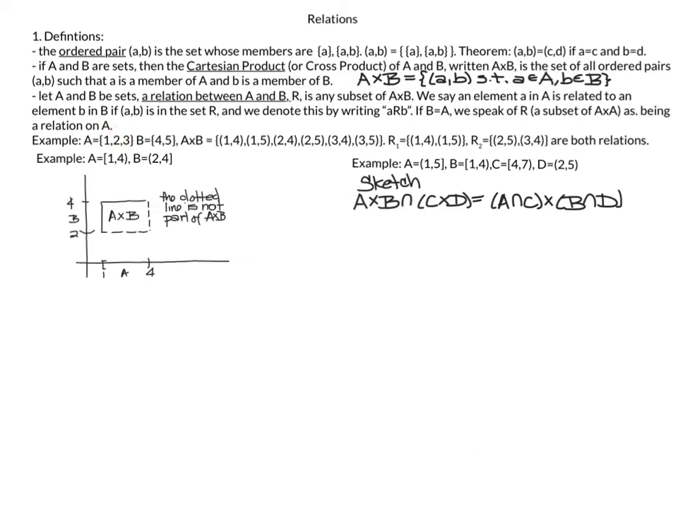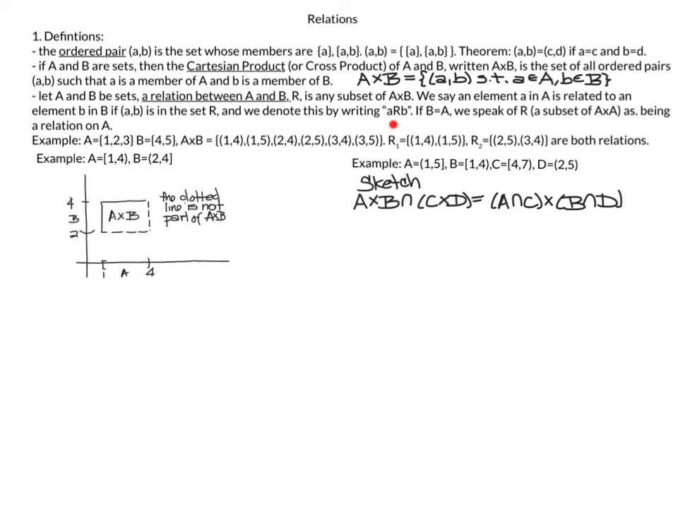Let's say A is the set containing the elements 1, 2, 3, and B is the set containing the elements 4 and 5. So A cross B is all the ordered pairs where the first element comes from set A and the second element comes from set B. Let's start by combining the first element in A, 1, with everything in B. So that would be (1, 4) and (1, 5). Then we'll go to the second element, 2, and combine it with 4 and 5. So we have (2, 4) and (2, 5). And last, we have 3 combined with 4, and then 3 combined with 5. So this is A cross B.